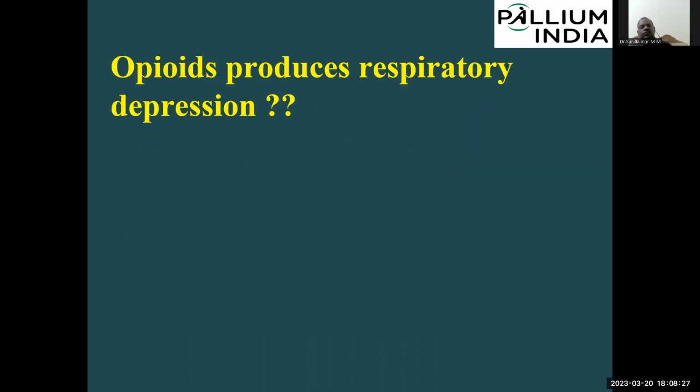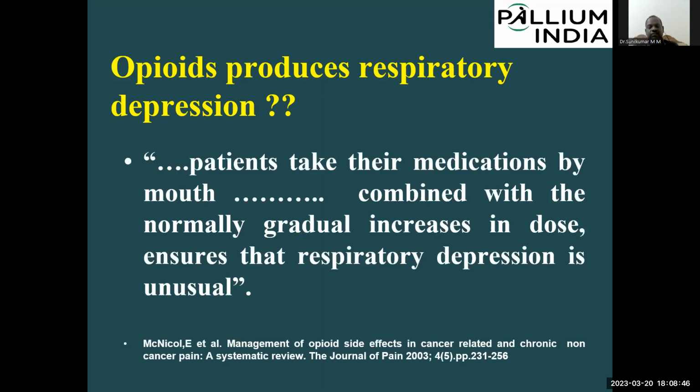So this is what all of you told in the beginning, when we began: opioids produce respiratory depression. How common is it? Whenever we look at a pharmacology textbook, this is projected as the main side effect. But how common is it? So this is a systematic review from 2003, and you can see mainly the patients take their medications, that is opioids, by mouth. So you know that if you give by mouth, the opioids will be gradually absorbed into the blood, and the blood level will only gradually rise. It is not like giving an IV push.